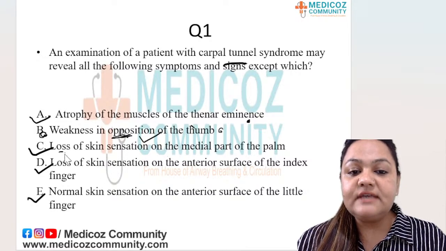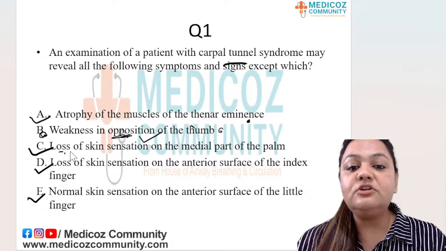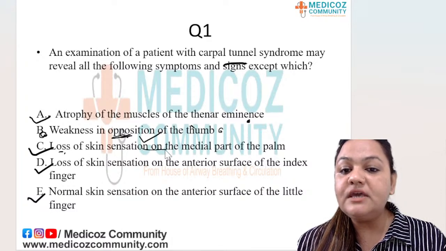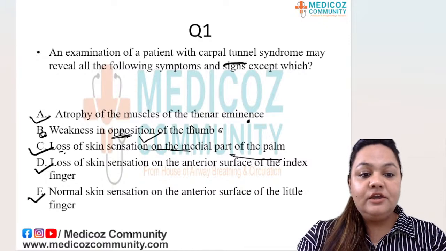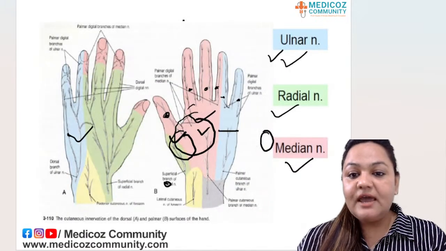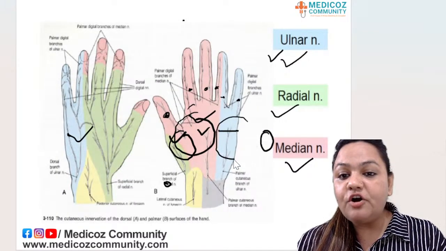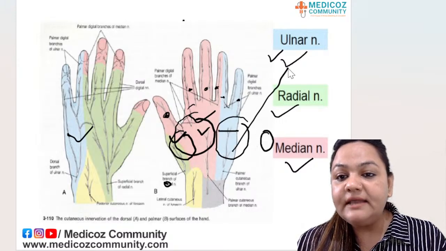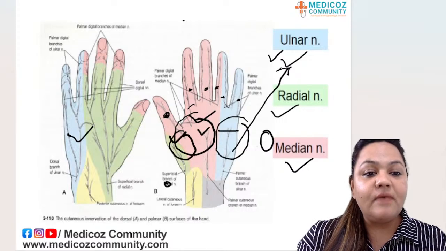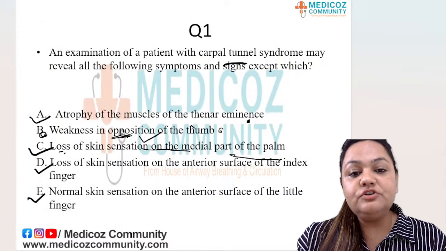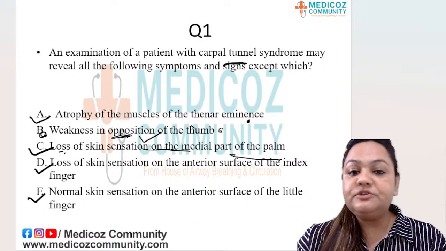Then we have option C, that is loss of skin sensation on the medial part of the palm. Now this can be our answer. You can see here in this diagram, the medial aspect of the palm is supplied by the ulnar nerve, and here we are talking about the median nerve. So this is our answer, that is option C.